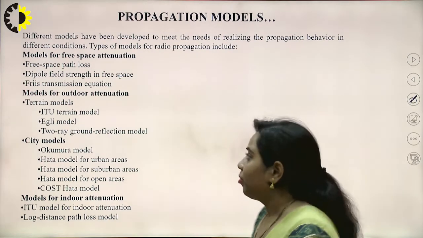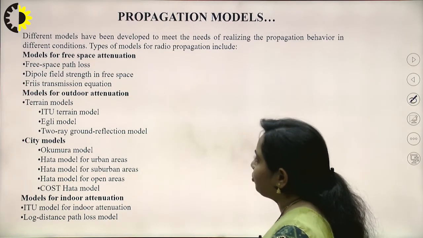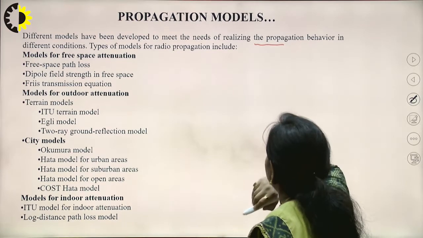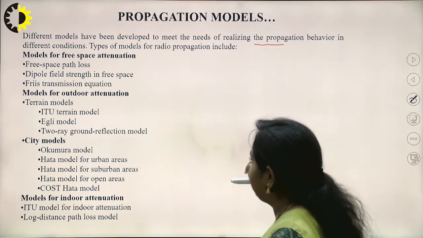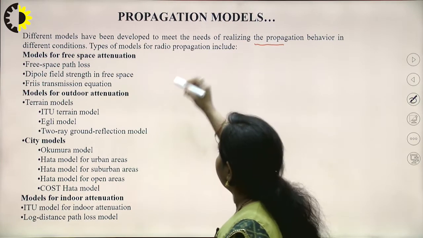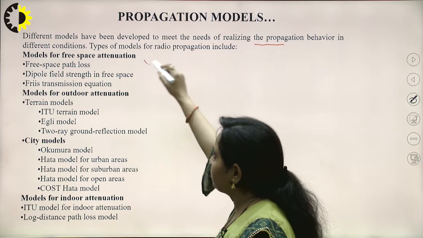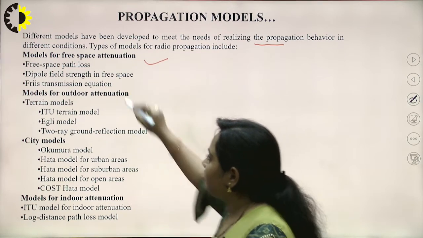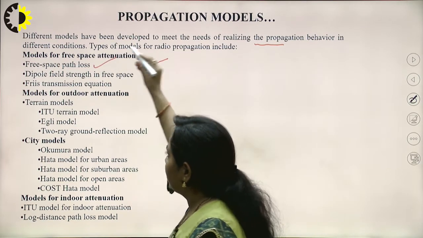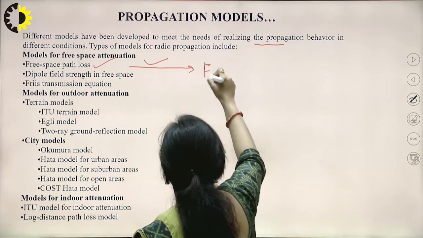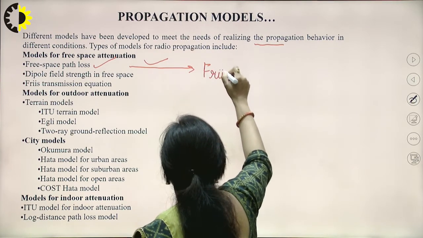Then these are the propagation models which are used. Different models have been developed to meet the need of realizing the propagation behavior in different conditions. The types of radio propagation models include, first, the free space attenuation, that is the free space path loss model. The formula for this free space path loss model is the Friis formula.